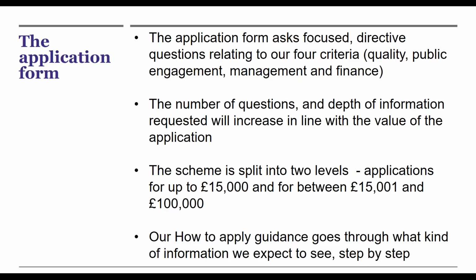As I've already mentioned, the scheme is split into 2 levels, so people applying for up to £15,000, and then this higher level of applying between £15,001 and £100,000. It's worth pointing out that most of the applications we receive are in that up to £15,000 level. And when I come on to talking about decision making, you'll see that there is a slightly lighter touch way that we deal with those applications. And of course, it has the advantage of having a 6-week turnaround instead of a 12-week turnaround. Finally there, you'll see again the how to apply guidance, which goes through the information we expect to see and takes you through step by step.